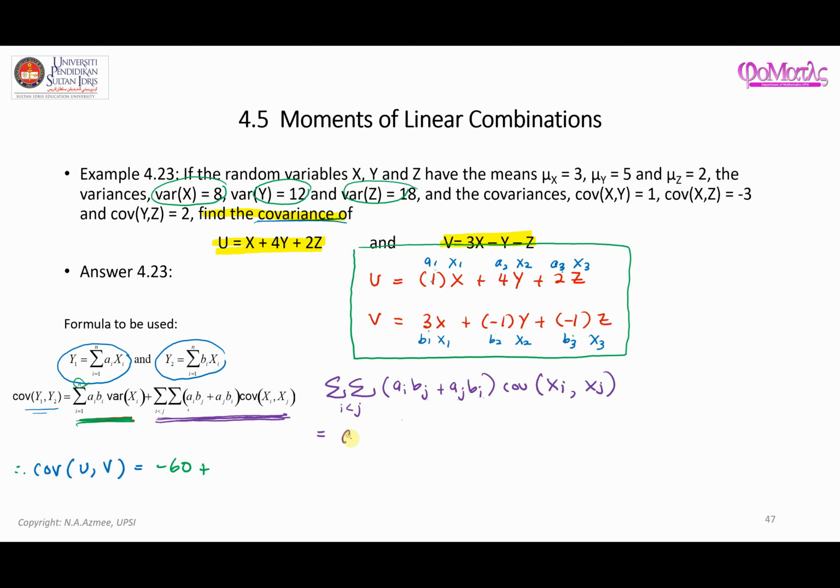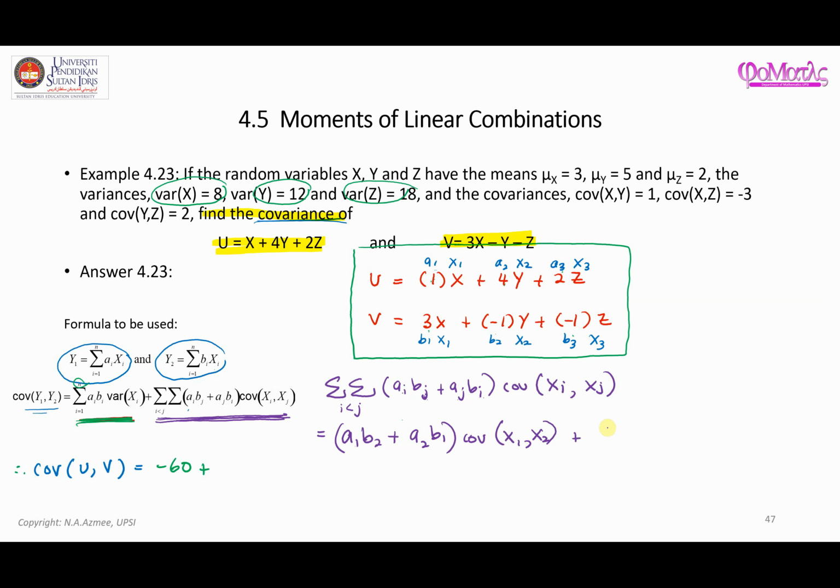So here we're going to combine a1 with b2 because j here has to be greater than i, so 2 has to be greater than 1, and then we are switching that position. So we're going to switch to a2 b1. Okay, and then we have covariance X1 X2.